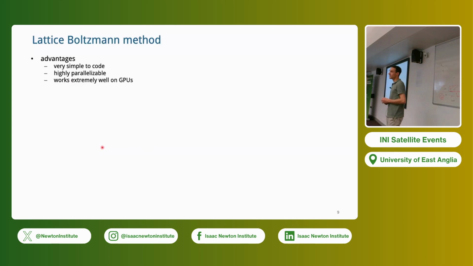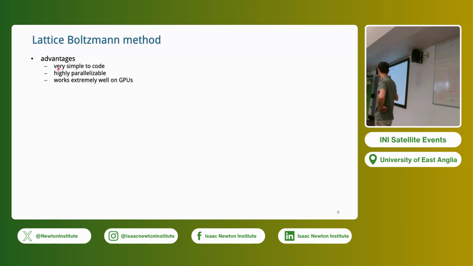Some advantages and disadvantages. One advantage is that lattice-Boltzmann is very simple to code. That is one of the reasons why it's so popular. In fact, you can write down a full 3D lattice-Boltzmann solver in 100 lines of C++ code without any problem. So it's really a very, very simple algorithm.